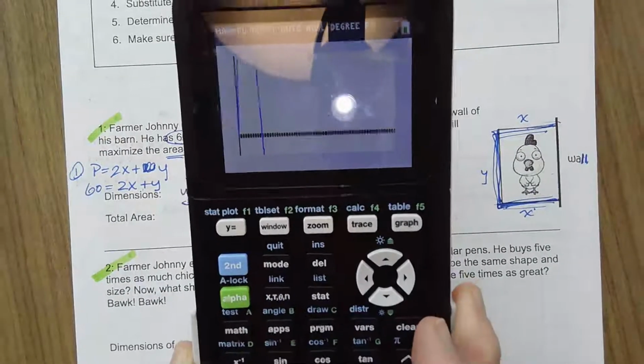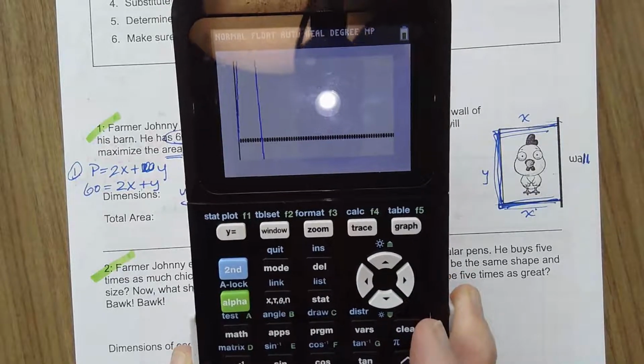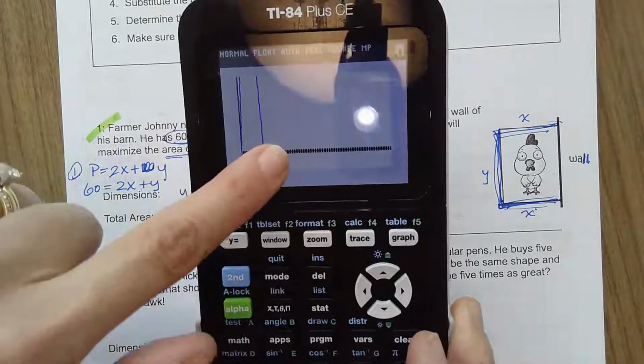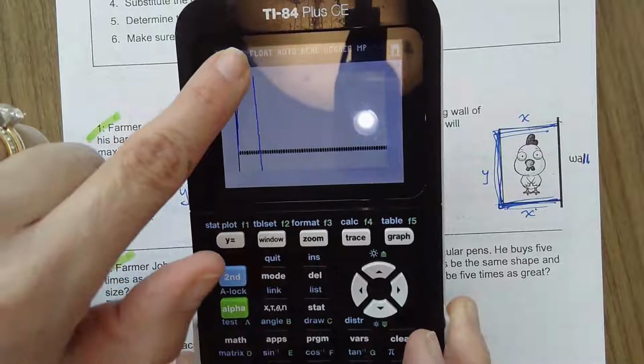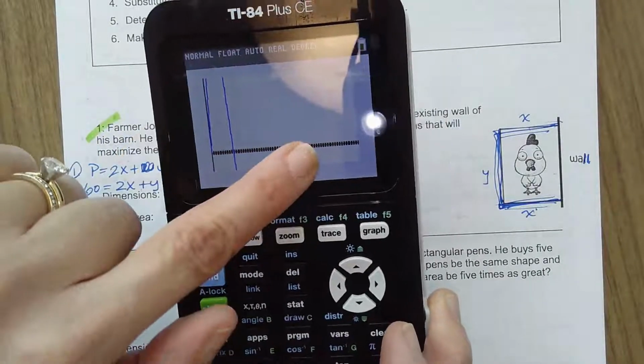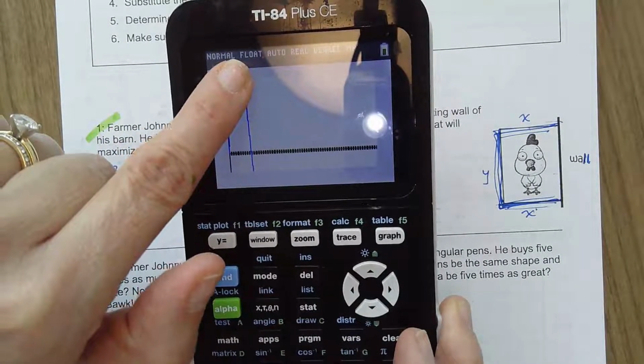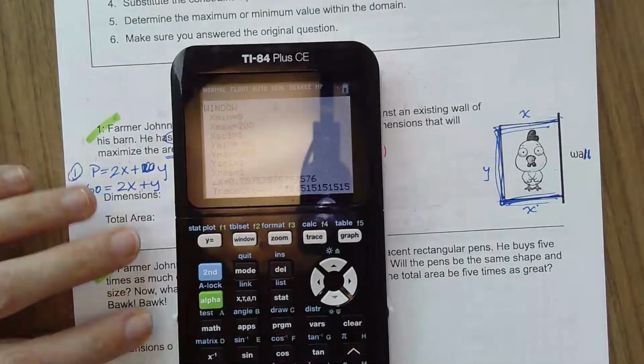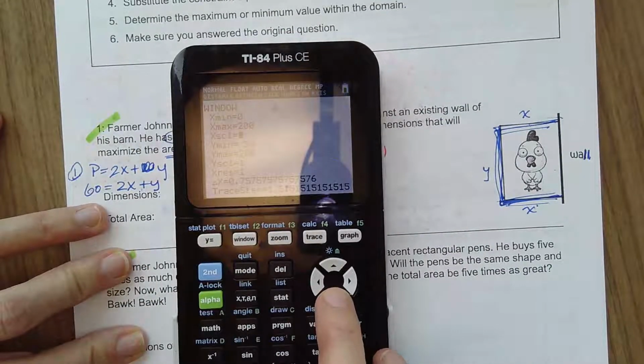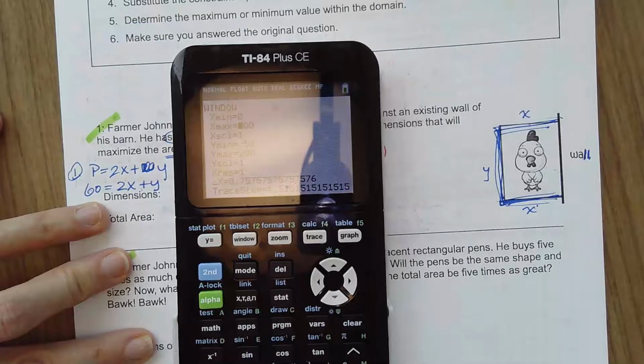All right, here's the fun part. You can see my window is way messed up. It's way too much on the x-axis, and I need higher on the y-axis. I'm going to go to my window, and on my x max, I'm only going to put, I don't know, 50.